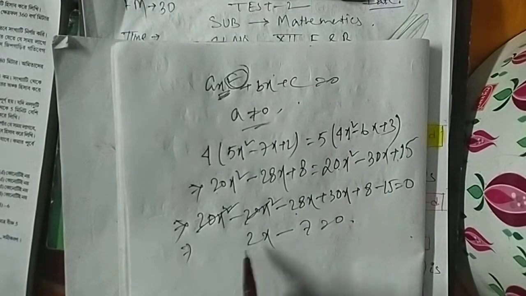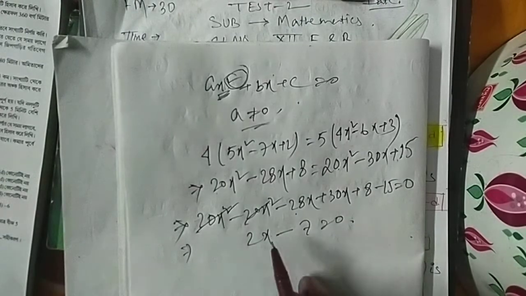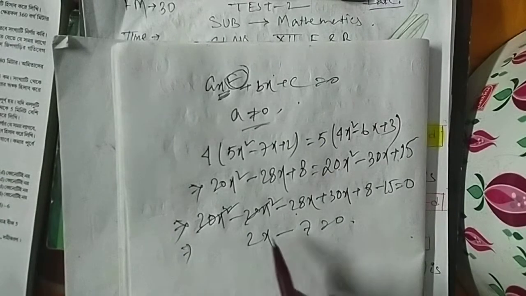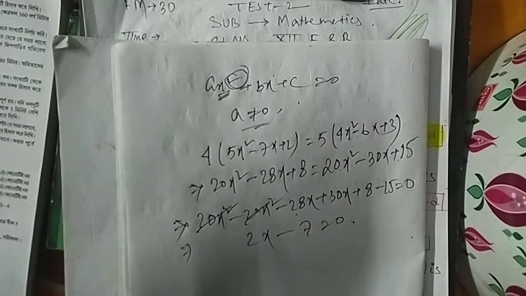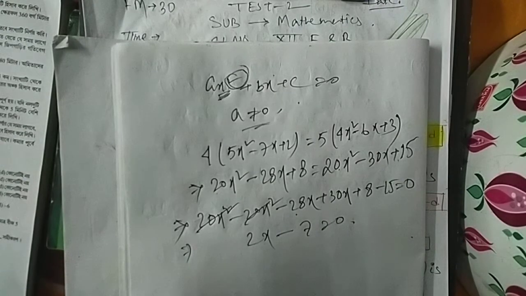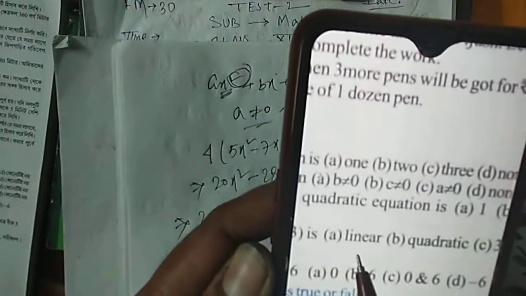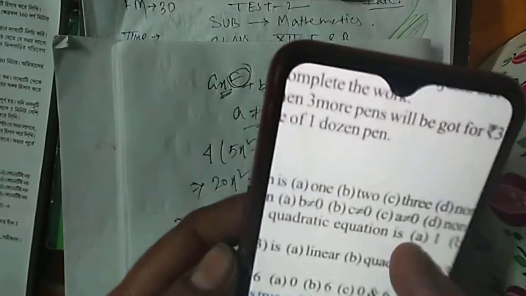So in this equation the term of x square is not present, the term of x is present, and the highest power of x in this equation is 1. So this will be a linear equation. So for this question the answer will be option A, because option A is the linear equation.